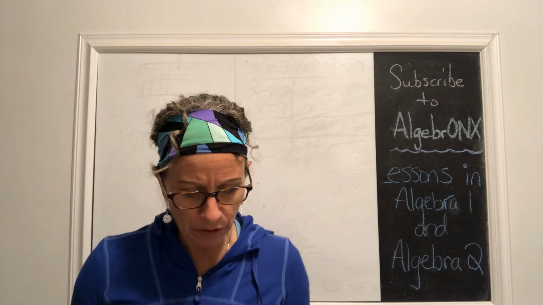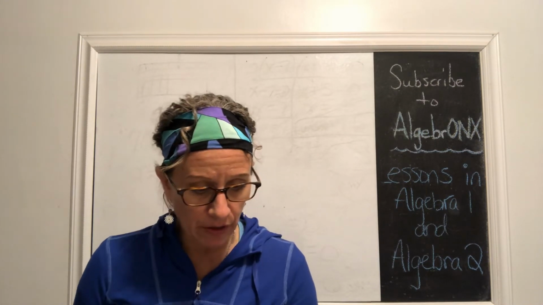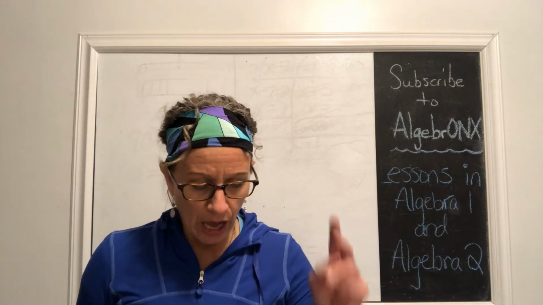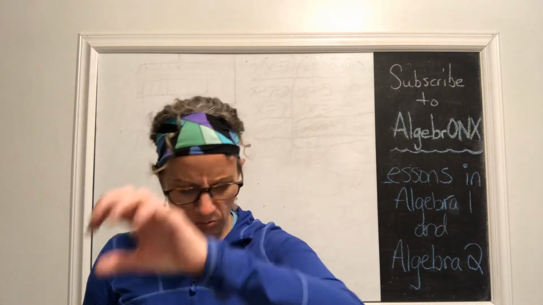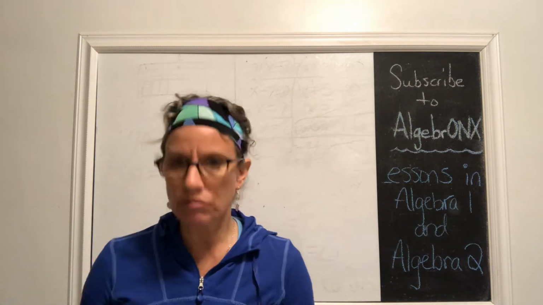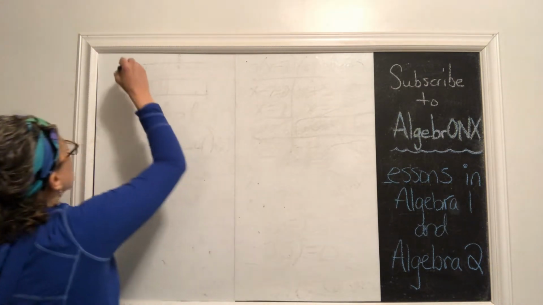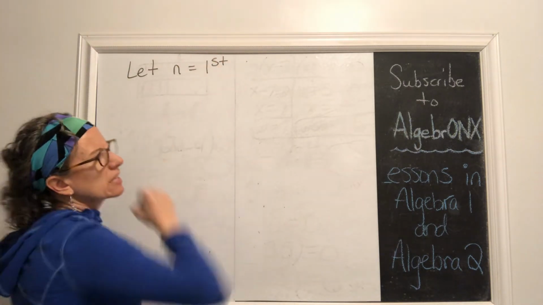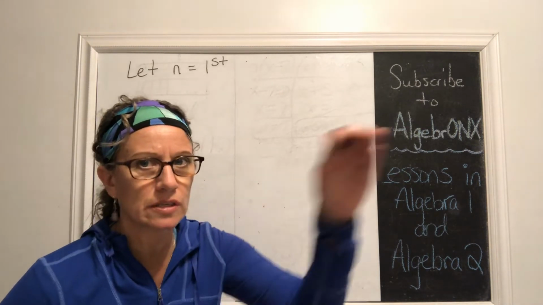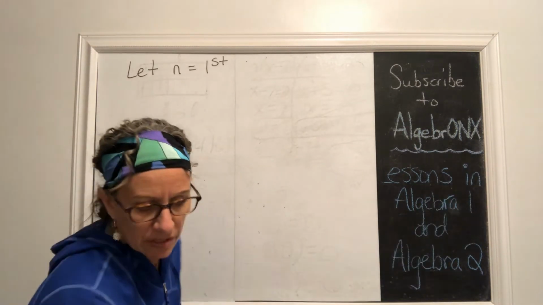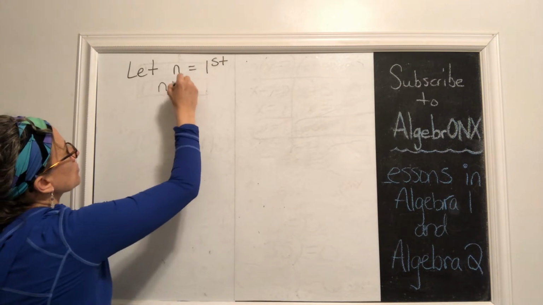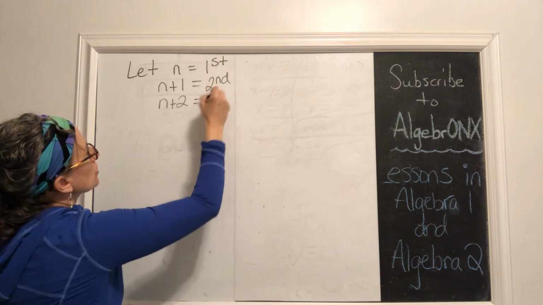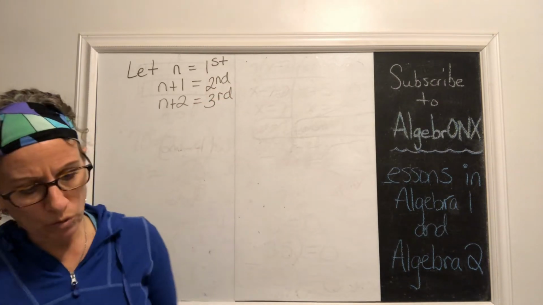Number 3 says 2 sets of 3 consecutive integers have a property. How many consecutive integers? 2 sets of 3 consecutive integers. Well, I need 3 consecutive integers. So let n equal the first one. They're consecutive. They're not odd, they're not even, just consecutive, one after another. So the second one is n plus 1, and the third one is n plus 2.